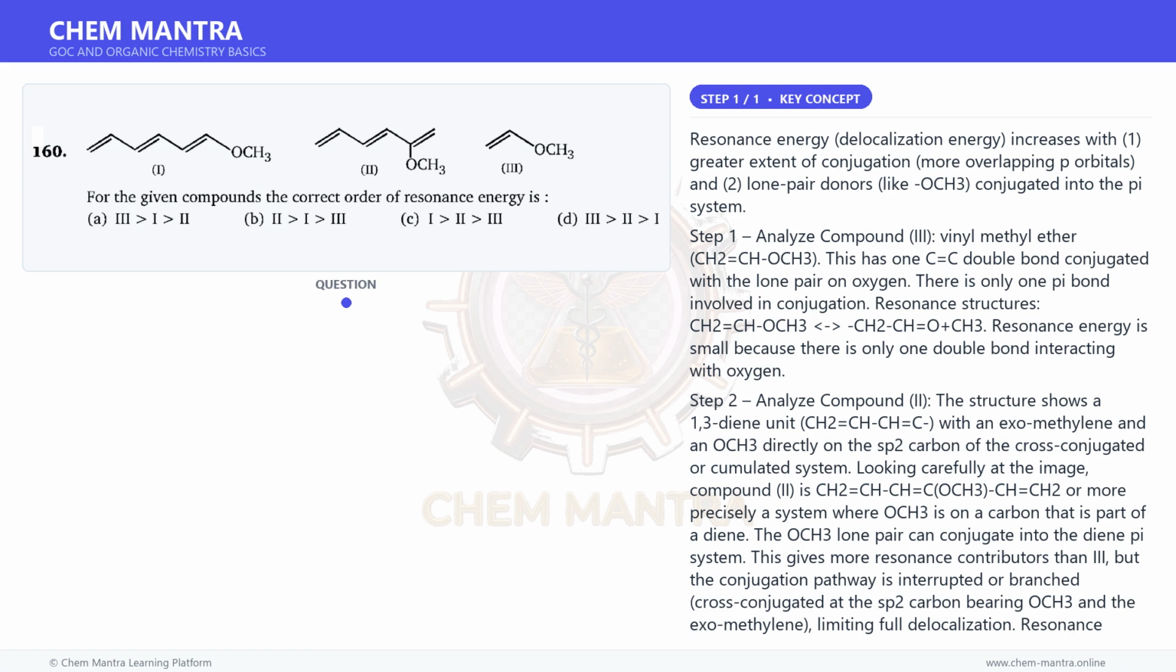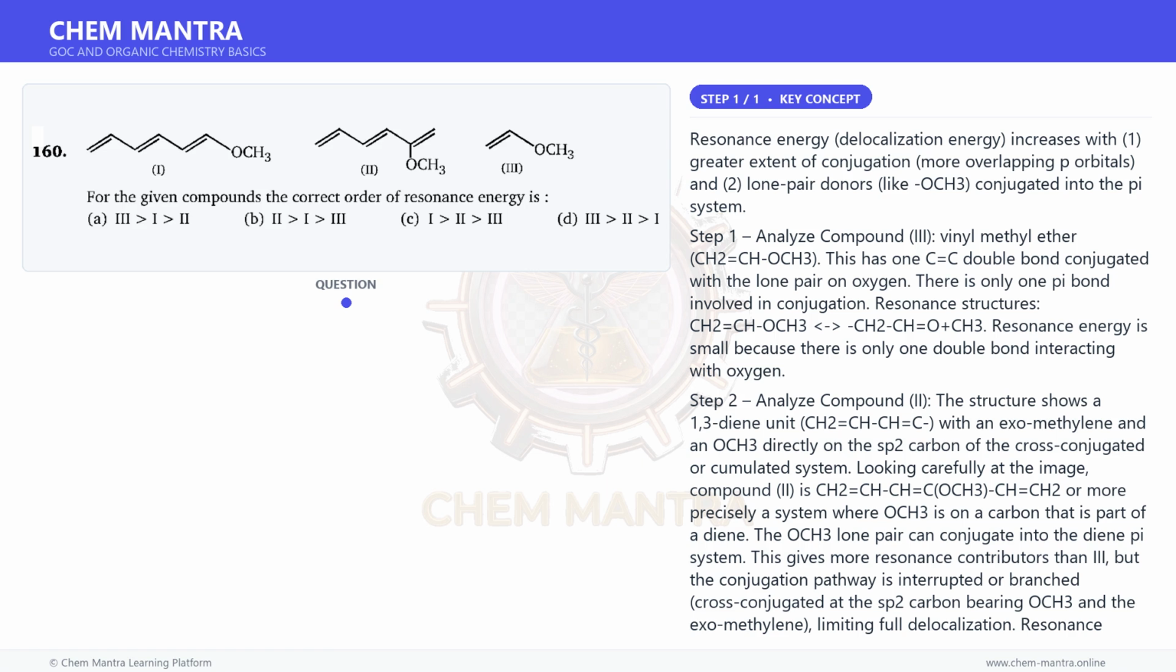Step 1. Analyze compound 3, vinyl methyl ether, CH2=CH-OCH3. This has 1 C=C double bond conjugated with the lone pair on oxygen. There is only one pi bond involved in conjugation. Resonance structures: CH2=CH-OCH3 and CH2(-)-CH=O(+)-CH3. Resonance energy is small because there is only one double bond interacting with oxygen.